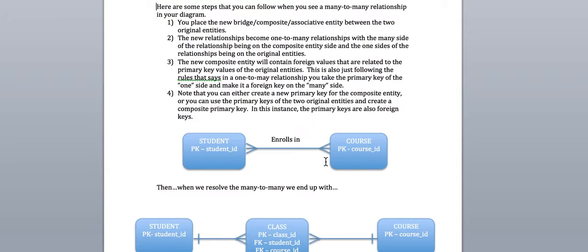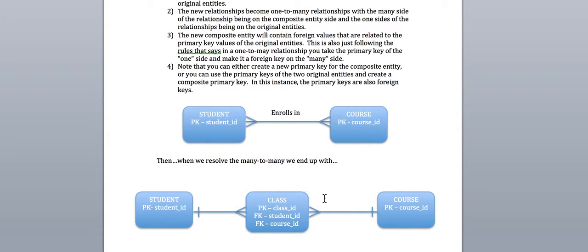So what do we do to actually resolve that? Well, it's actually just a series of specific steps. This is how it's always done. Okay, so if we want to resolve it, we're always going to end up with a new entity. We call that a bridge entity, or sometimes it's called a composite entity.